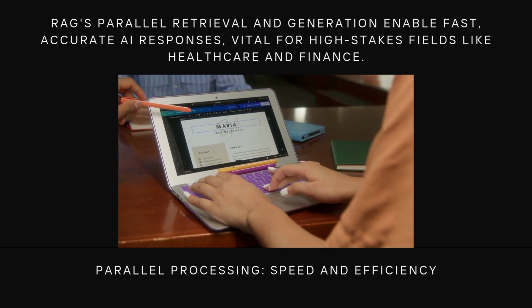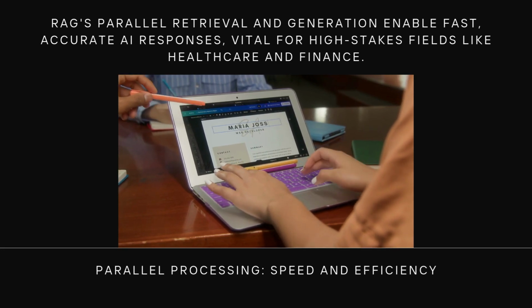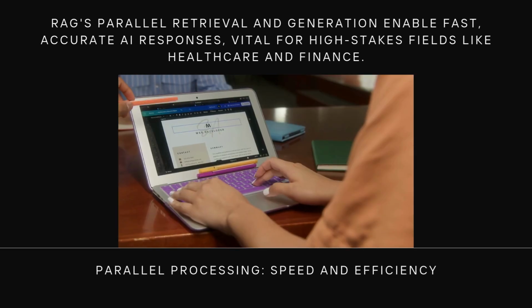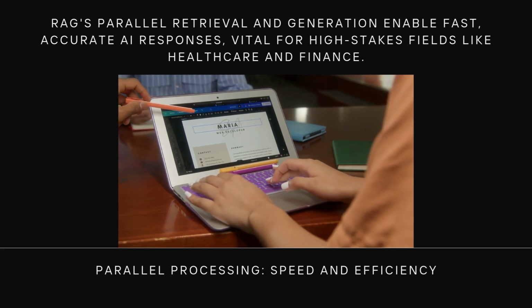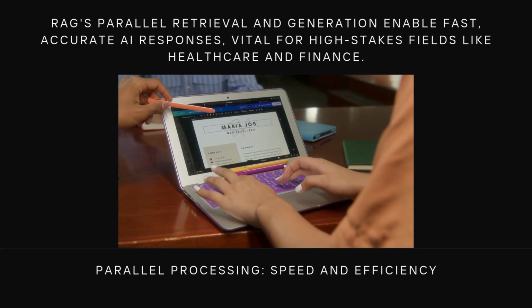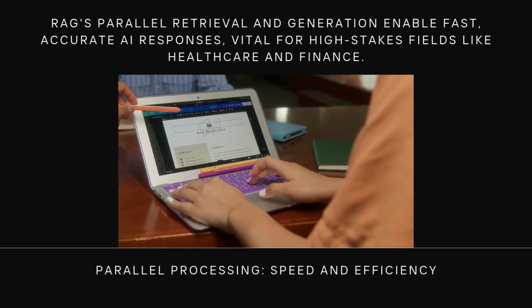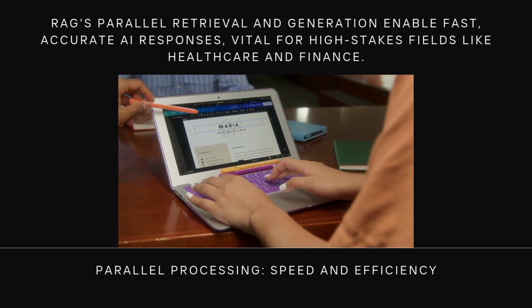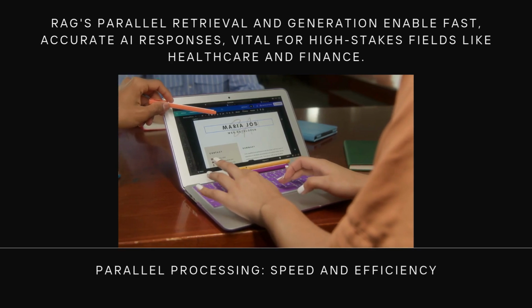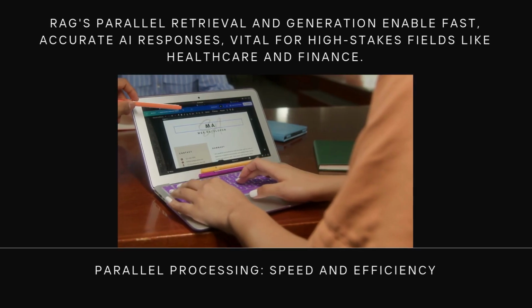Parallel processing, speed, and efficiency. One of the strengths of RAG is the parallel processing of retrieval and generation. While documents are being retrieved, the generative model can begin pre-processing the query, minimizing latency. This parallel approach ensures fast, responsive outputs, even for complex or multi-step queries. In high-stakes environments like healthcare or finance, this efficiency can make a critical difference, allowing AI to provide timely, accurate information when it matters most.